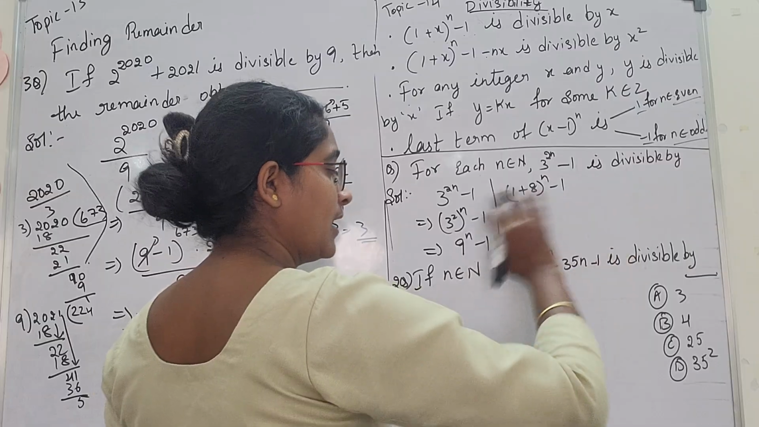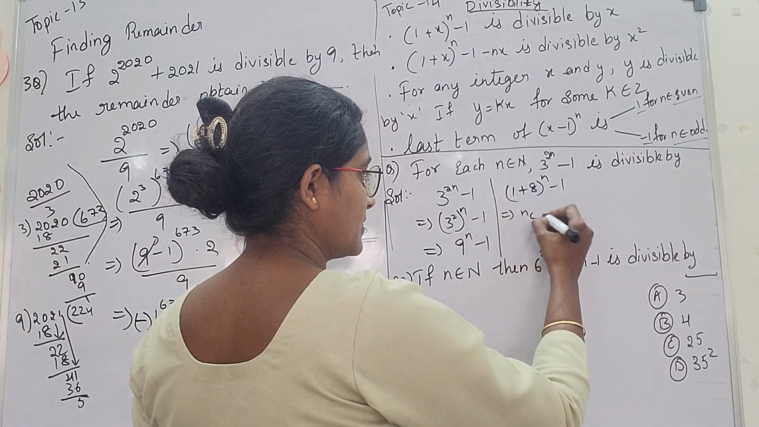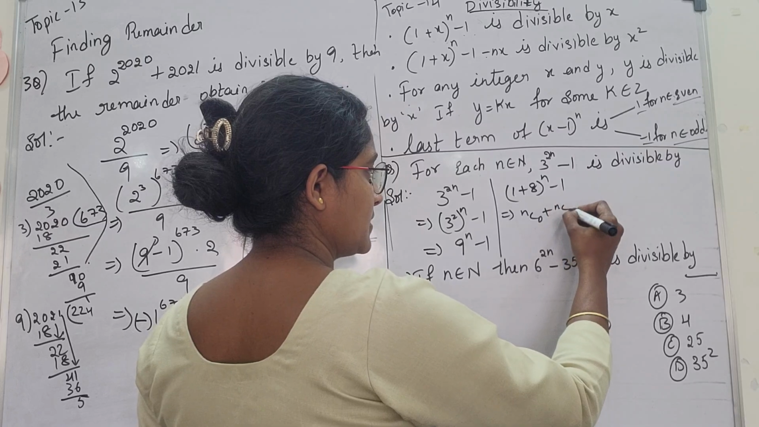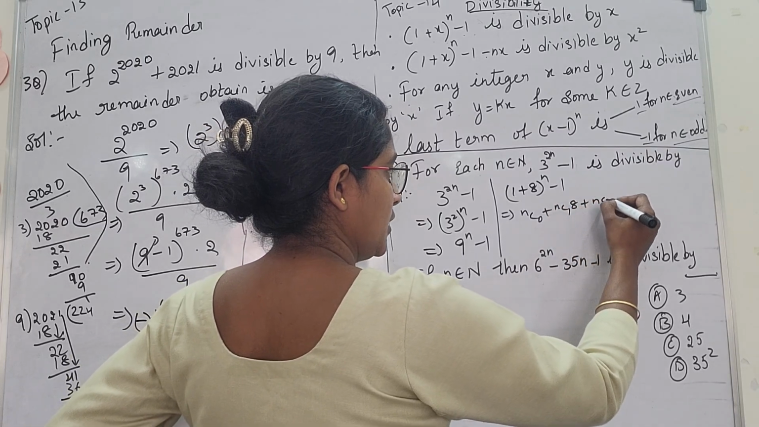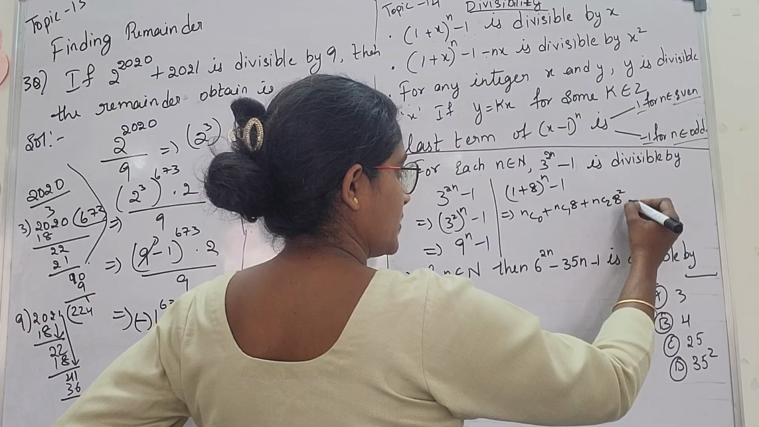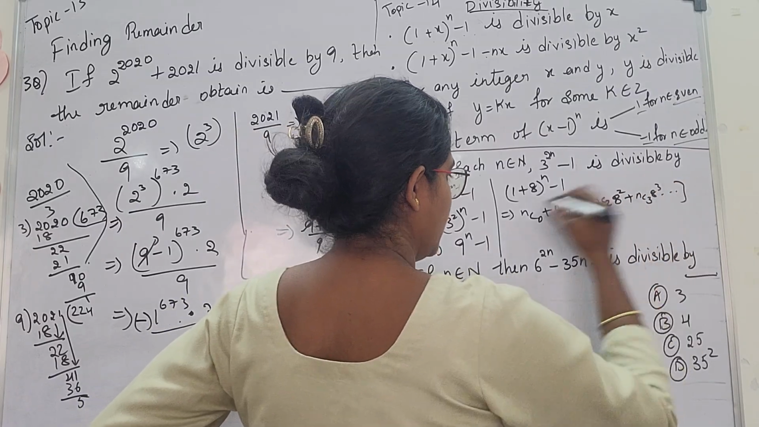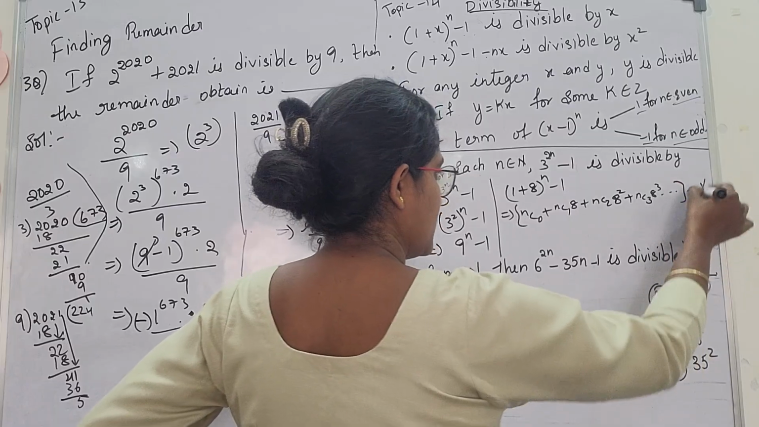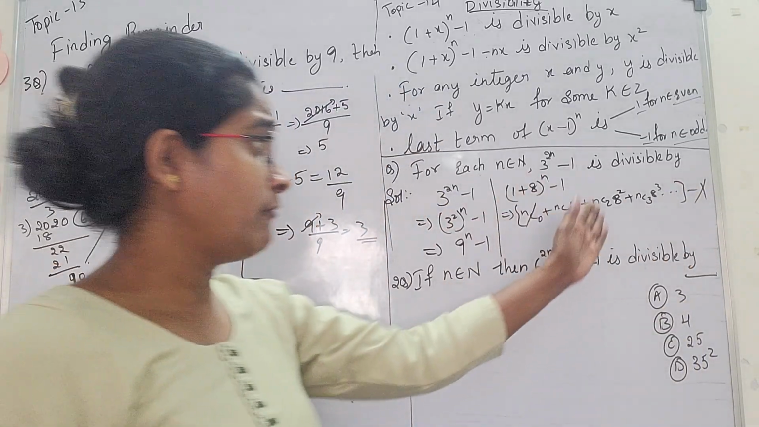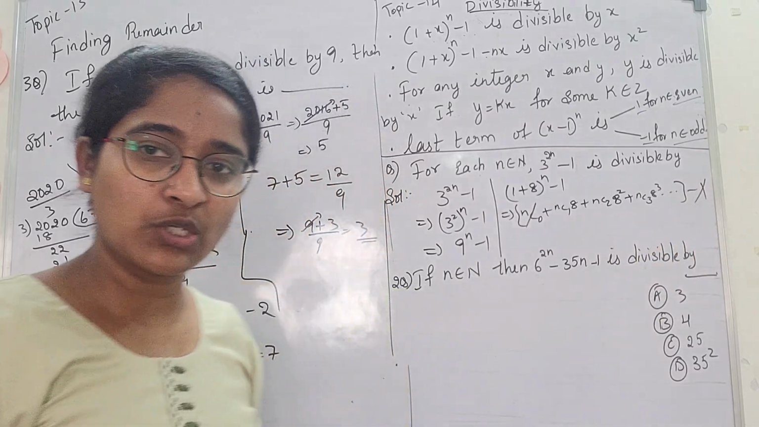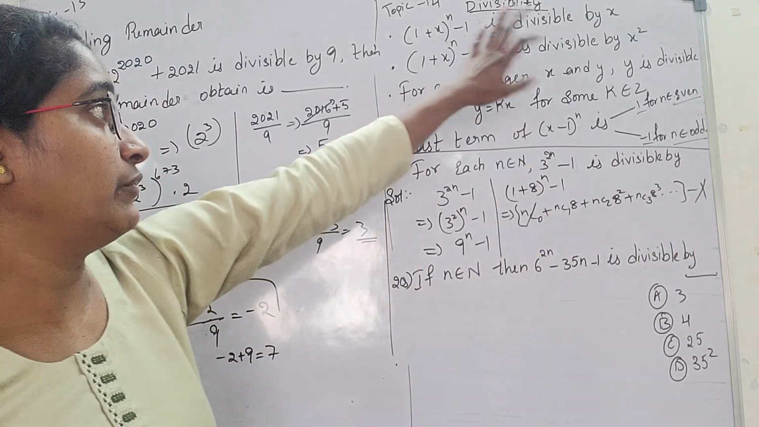This one I'll put in a binomial expansion. Then what I'm going to get is nC0 plus nC1 8 plus nC2 8 square, nC3 8 cube, and so on, right? Minus 1. So this minus and this 1, minus 1 and 1, if I cancel it, every term contains the 8. So if you divide it, then this answer is divisible by 8. That's what we got.